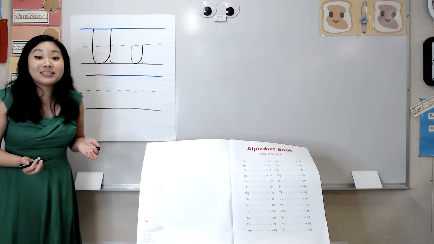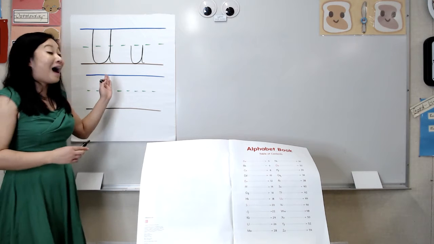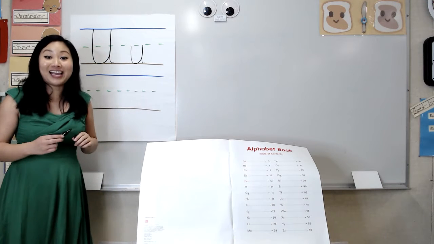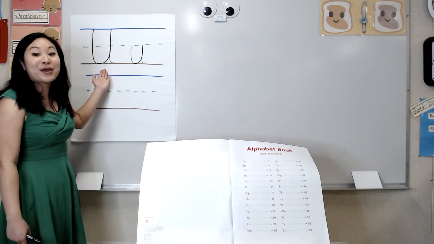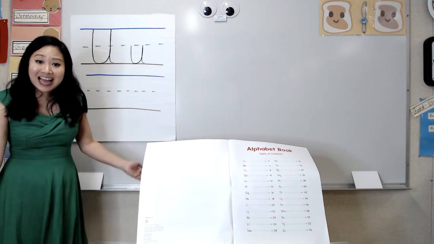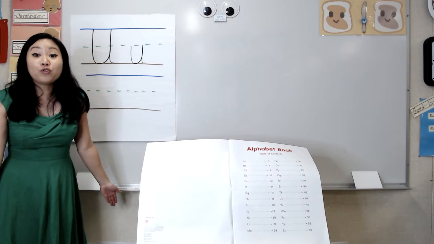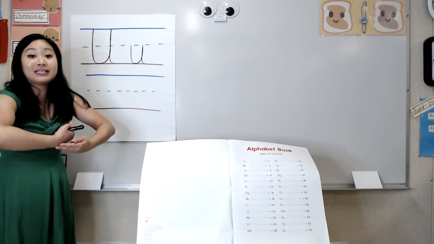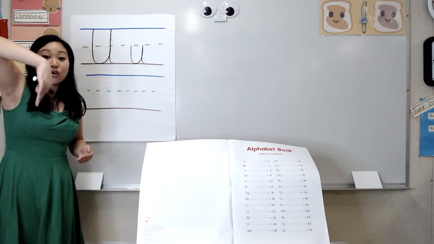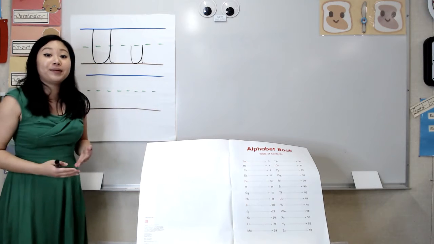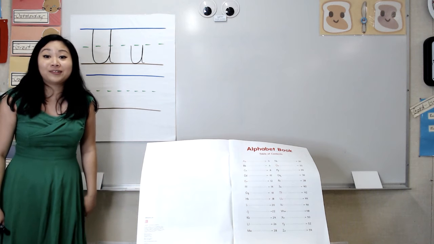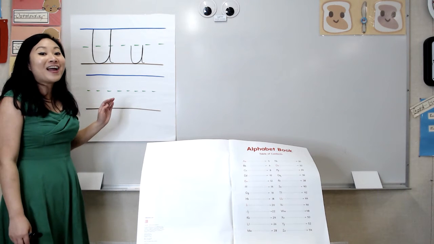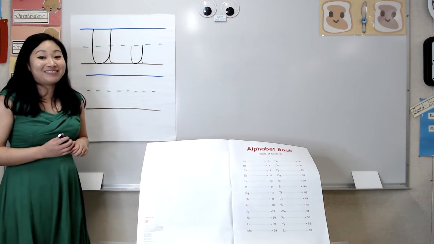So, my friends, what do you notice about uppercase U and lowercase u? You're right, uppercase U is bigger, but they both look exactly the same. They're both made of big curved lines that start at the top and curve down and then back up, kind of like an upside down rainbow. Now, my friends, let's write the letter V.